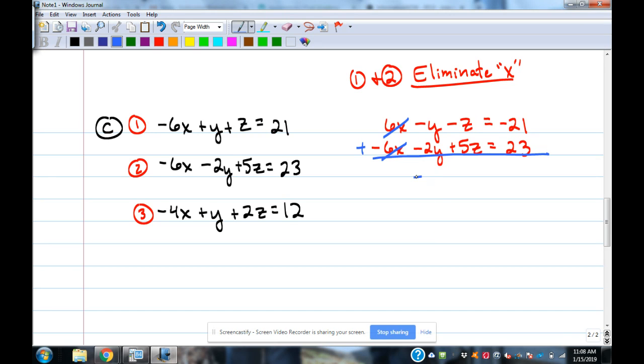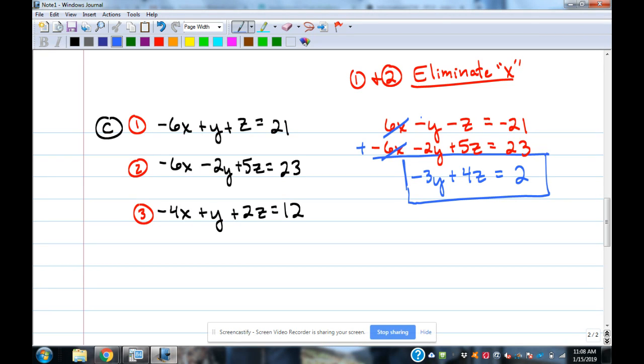-1y, -2y is -3y. -z and positive 5z would be positive 4z. And then that would be positive 2. So I'm going to hang on to that equation. I'm just going to put a box around it so that I know I can get back to it pretty quickly. Okay?